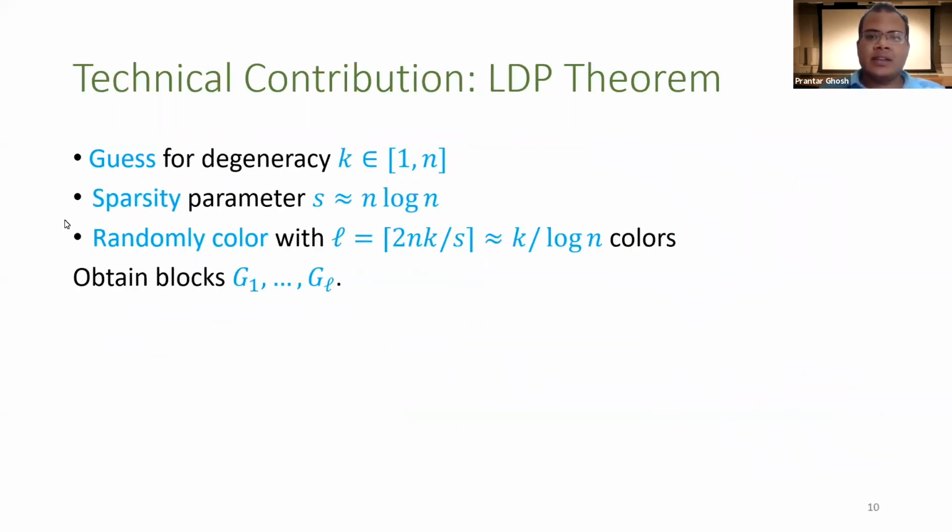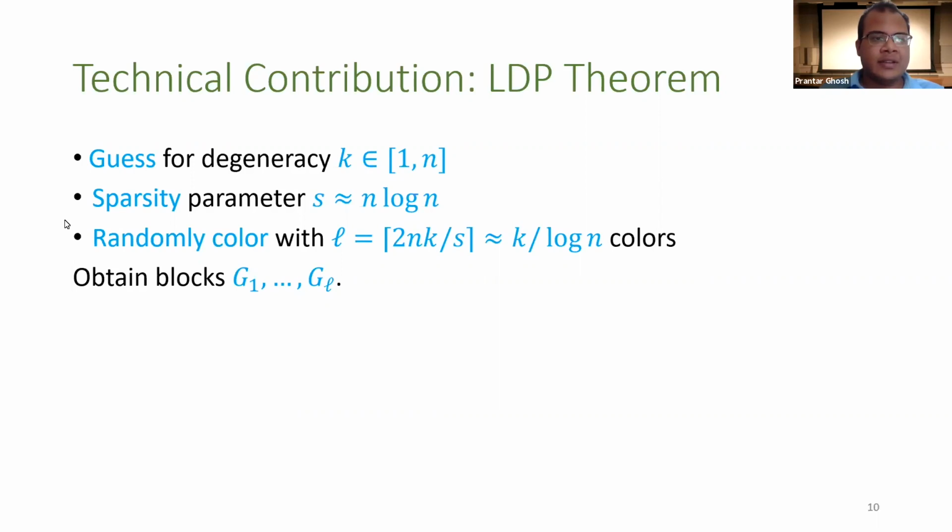So given these challenges, we prove a general theorem, which we call the LDP theorem. LDP stands for low degeneracy partition. And this is our main technical tool. So we have a guess D for the degeneracy kappa, a sparsity parameter S, which is roughly n log n, and we randomly color the graph with L equals 2n kappa over S many colors, which will be roughly kappa over log n. And this would give us, as before, the blocks G1 to GL.